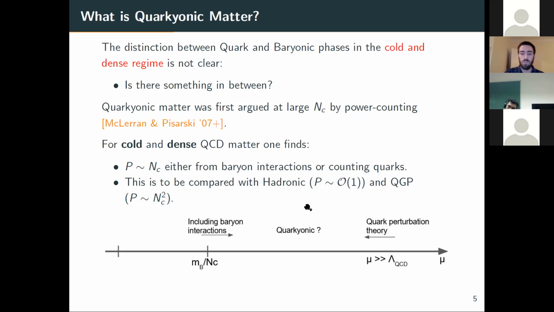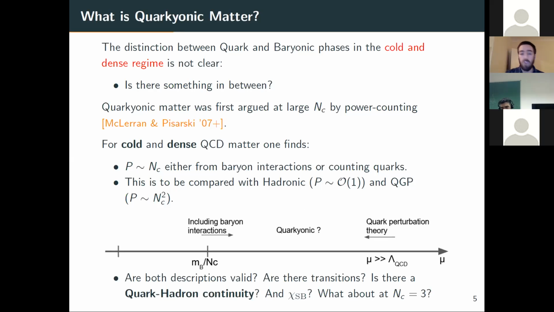And so the question is, do I call this quarkyonic? Is it quarks and baryons both at the same time? And the various questions are, are these two descriptions of the same thing? Are there transitions in between? Is there a quark-hadron continuity? What happens with chiral restoration? And especially, what happens when you don't have large N_c?